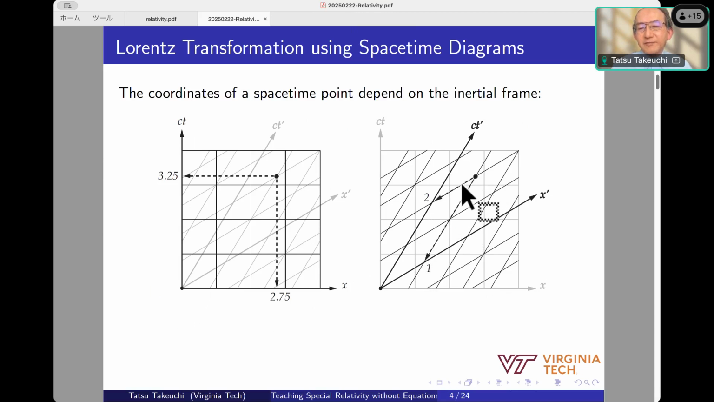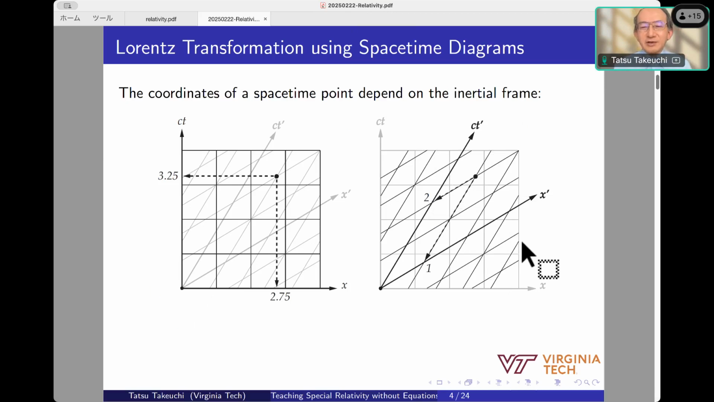And to find the time, you need to follow the line which is parallel to the space axis, which connects points that are at the same time. You look at where the line intersects the time axis, and you read off your time coordinate from the number on the axis. Everybody okay with this?